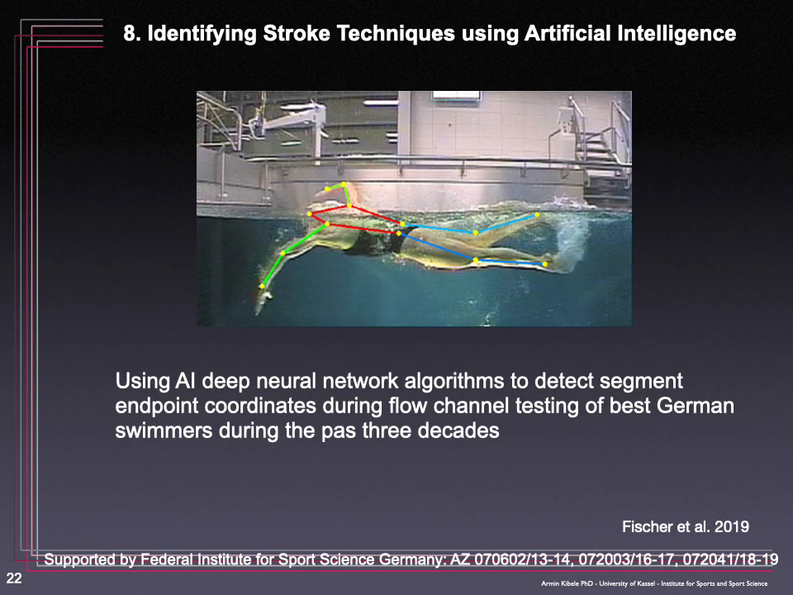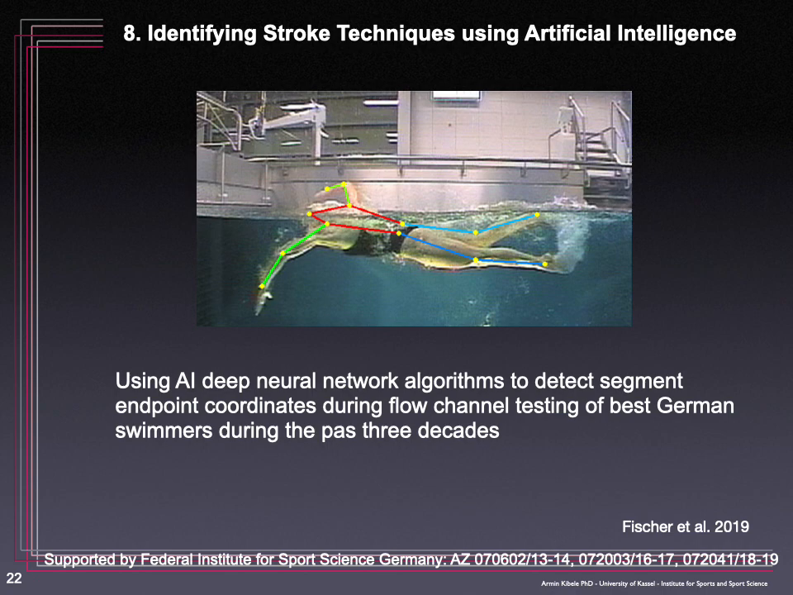The aim of this service research project was to use artificial intelligence to develop target movement technique models for the different strokes in swimming based on flow channel videos of the best German swimmers over the last 3 decades. In other words, a target movement technique including the movement features of international top-level swimmers.